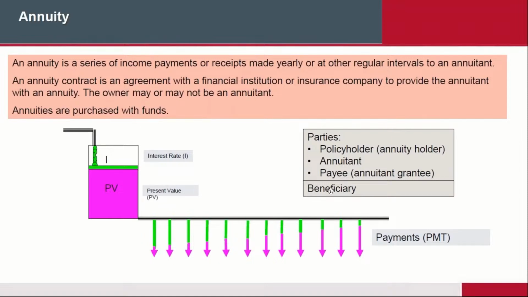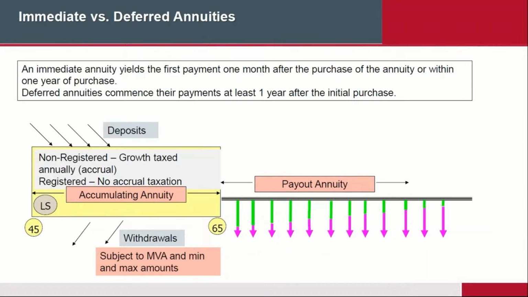Now, there are different kinds of annuities, and we need to take a look at those, okay? So the two main arms of annuities are what we call immediate annuities and deferred annuities. Let's take a look at an immediate annuity. An immediate annuity yields the first payment 1 month after the purchase of the annuity or within 1 year of the purchase. Okay, so in other words, here's my bag of money, my $500,000, and I want you to start sending me a check within 1 year.